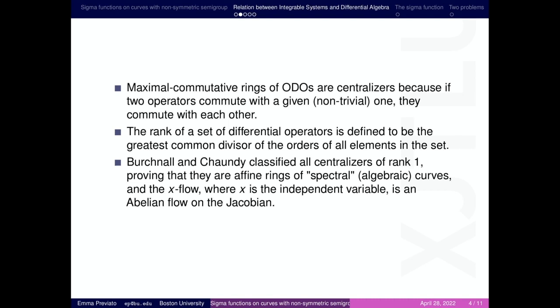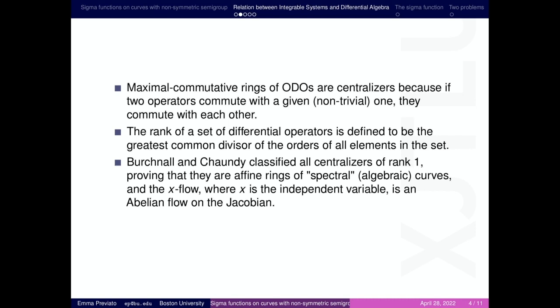Okay. Now, the rank is a very interesting invariant. The rank of any set is the greatest common divisor of the orders. In a commutative ring, it's the greatest common divisor of all the differential operators in the ring. So if you have a rank one ring, it's like a line bundle over the spectral curve, because they have a common eigenfunction, a common eigenspace, all dimension one. If the rank is two, then it's a vector bundle of rank two. So over each point of the spectral curve, you have a two-dimensional vector space. But the rank won't come in very much in my talk.